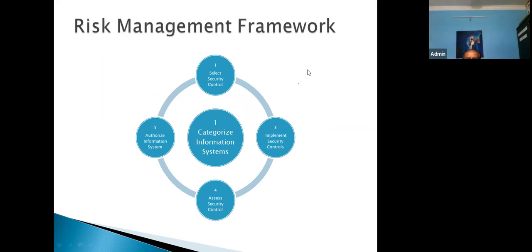This is the last point of unit number 1: Risk management framework. In this framework, I have mentioned a total of 5 steps. Number 1, select security control. Security control in regards to finance: what are the security controls? Budget, fund flow statement, cash flow statement. These are the security controls.